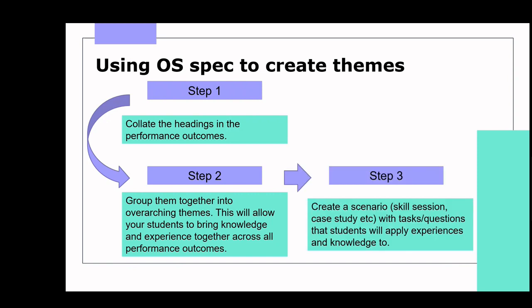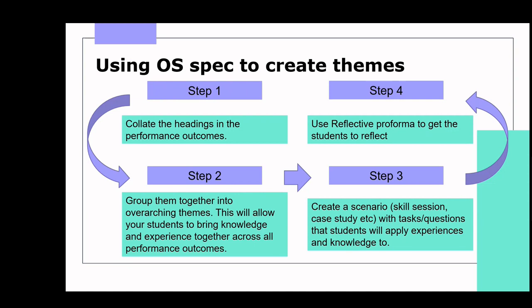Step three is to create a scenario, so a skill session or a case study, with task questions that students will apply experience and knowledge to. And finally, step four, use reflective prompts at the end to get the students to reflect on how effectively they were able to evidence and demonstrate understanding, key skills and key vocational and professional behaviours and competencies.